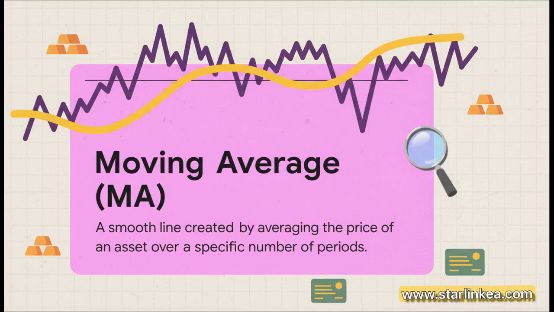Okay, so a moving average, or MA for short, is basically just a smooth line that you see gliding along with the price on a chart. All it's doing is taking the average price of something, say gold or a stock, over a certain number of days or hours. Its main job is to filter out all those crazy short-term price spikes so you can see the real underlying trend much more clearly.